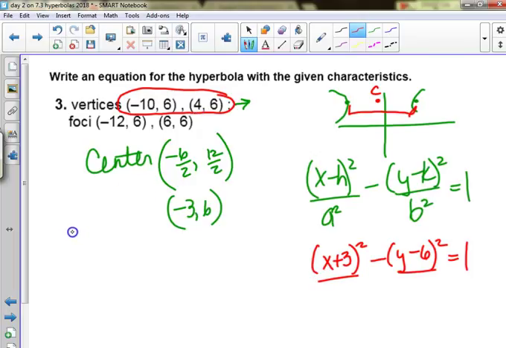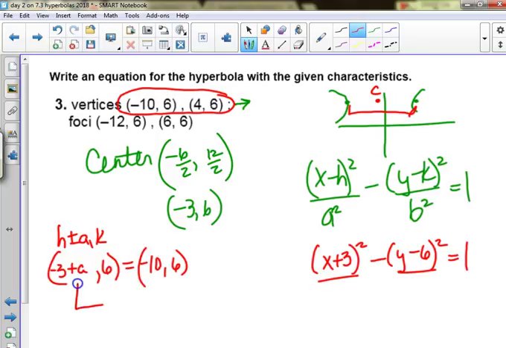Opening sideways. The vertices are at h plus or minus a comma k. Well, we know h is -3. We don't know a. We know k is 6. And that's supposed to be -10, 6 for one of them. Doesn't matter which one you use. So how far did a make it change? 7, just like we said, right? So where are we going to put 7? 49, because a is 7. So 49 goes here.